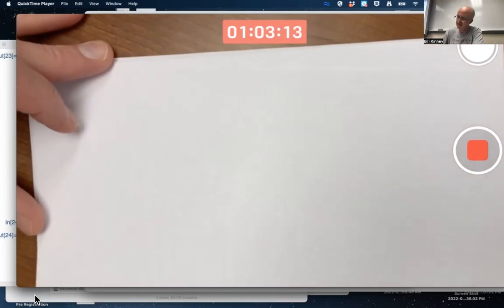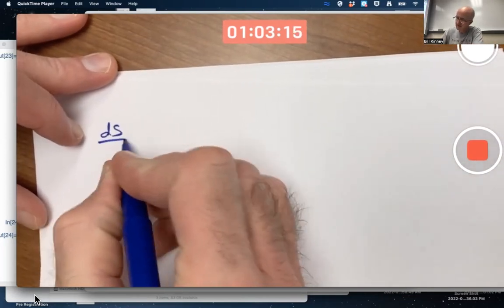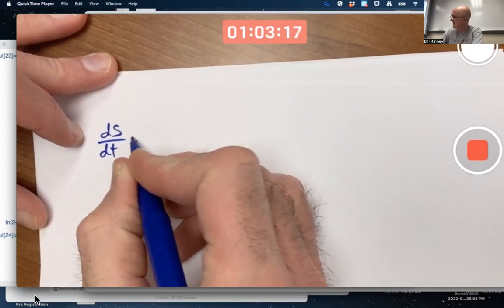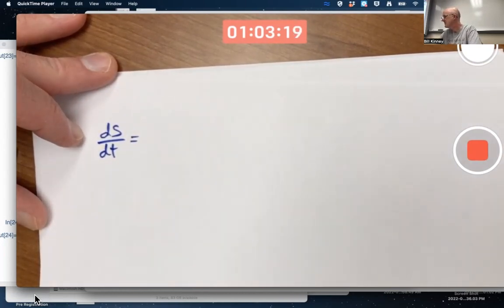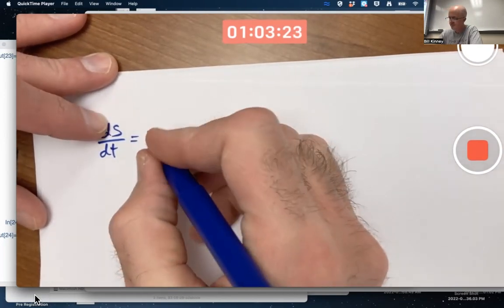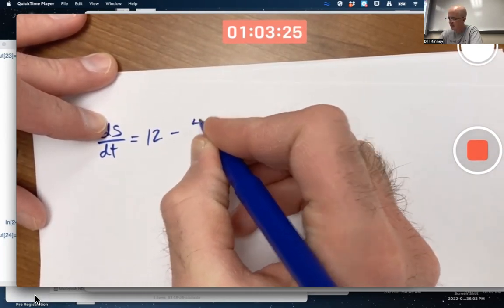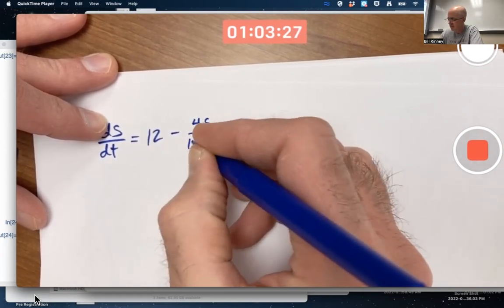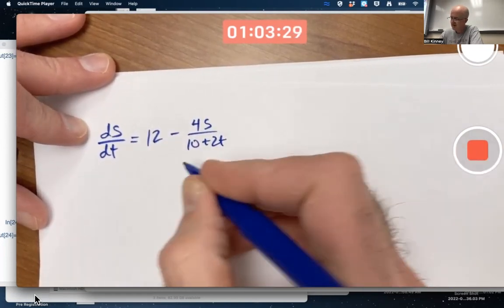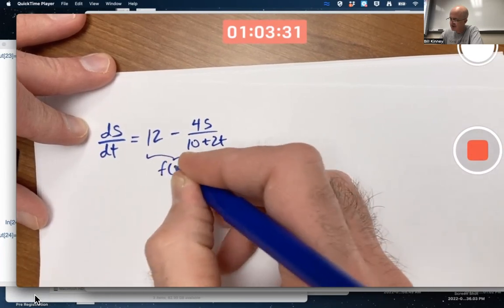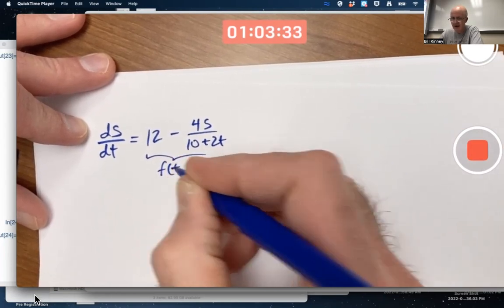So again, our example was ds/dt equals, I'm forgetting it already, 12 minus 4s over 10 plus 2t. That's my f function of t, s. And again, I could have used a y instead of an s.